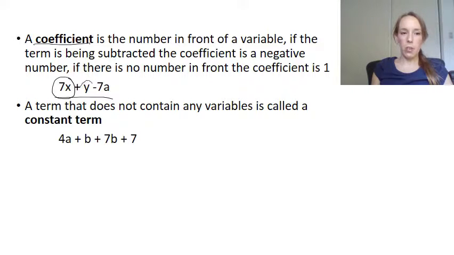This one here, we've just got a y by itself, so the coefficient of that y is 1. And here we've got take 7a. So the coefficient of a is going to be actually negative 7, because it's that subtraction. And the last thing is a constant term. So a term that doesn't actually contain any variables is called a constant term. So here we've got 7, that's our constant term, because there's no variable behind it. We don't have any letters.